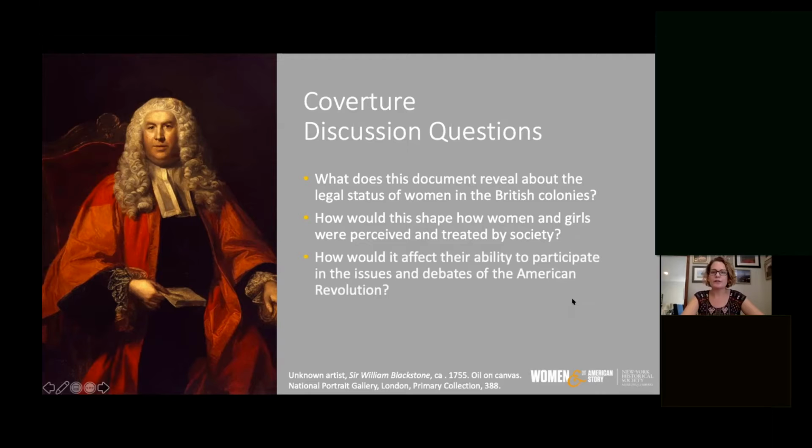And how would it affect their ability to participate in the issues and debates of the American Revolution? If we're thinking in this session about the revolution itself, how would coverture play out in a woman's ability to actively participate in that very political sphere, moment? What do we think?